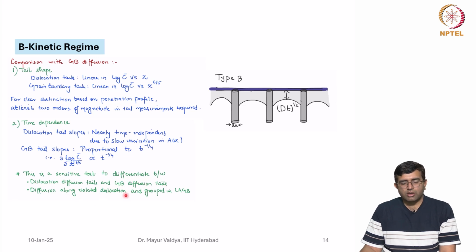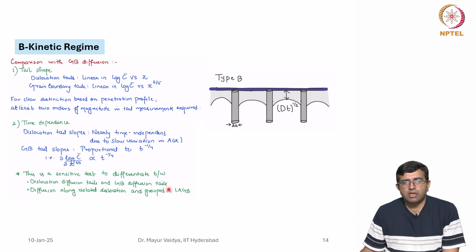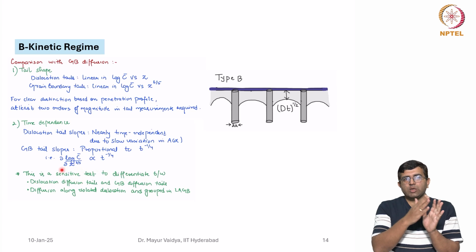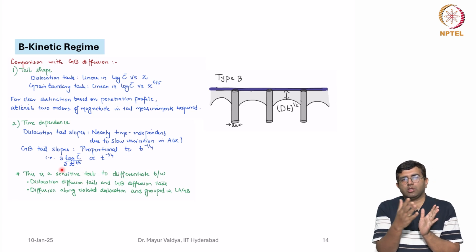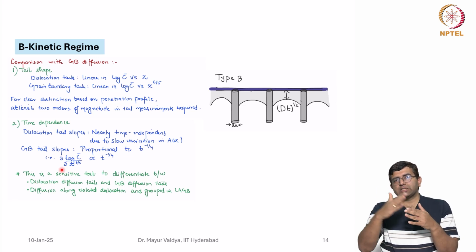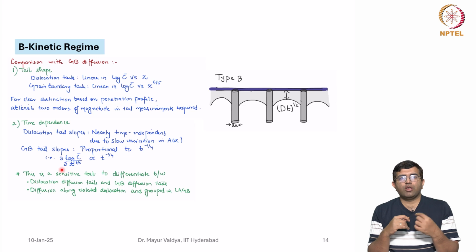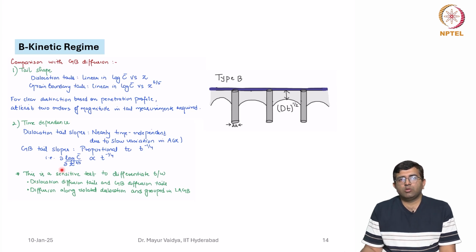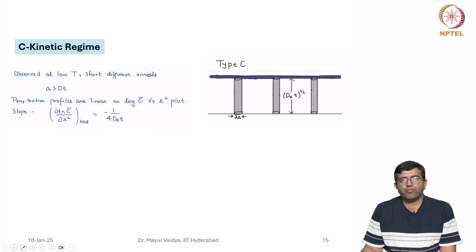The diffusion along isolated dislocations is grouped in LAGP. Basically, a lot of times when you want to distinguish between dislocation tails and grain boundary tails, you do certain time dependent measurements at the same temperature. So, if it is really grain boundary diffusion, then you can capture the slopes that are proportional to t to the power minus 1 by 4.